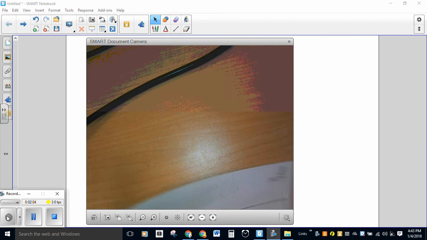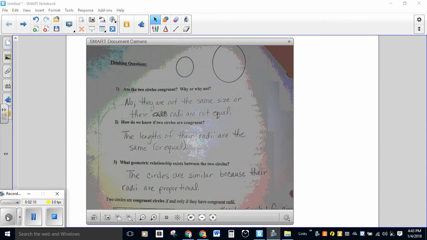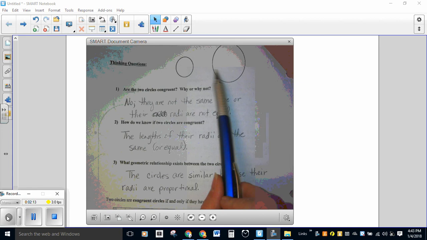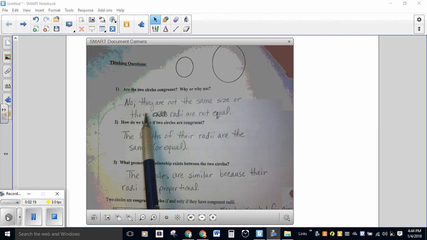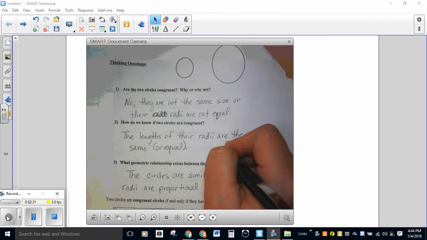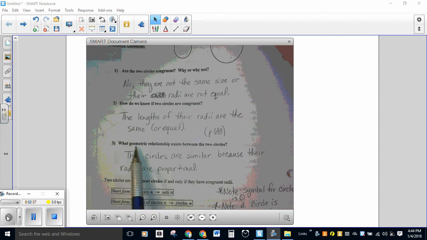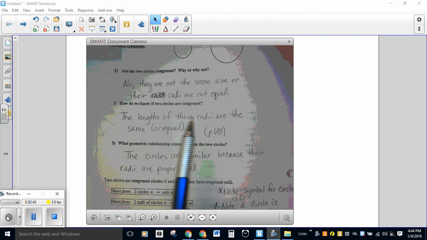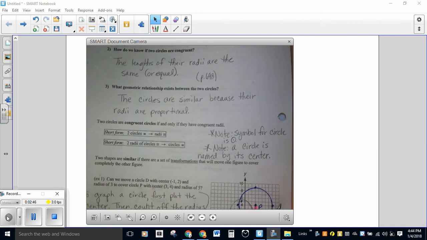On page 2, after you went over this with your groups, or you would have worked in groups if you'd been here, it asks, are the two circles here congruent? Of course they aren't, because they are not the same size. So why or why not? You could say they are not the same size, or you could say that their radii are not equal. How do we know two circles are congruent? The lengths of their radii are the same or equal, and that's found on page 698 in your textbook. What geometric relationship exists between the two circles? Because they're different sizes, but their radii are proportional, they're considered similar, which goes back to what we talked about before we got out for the last semester.